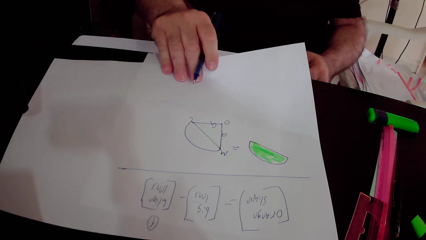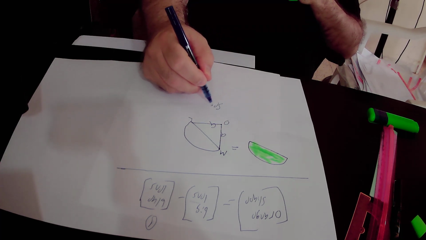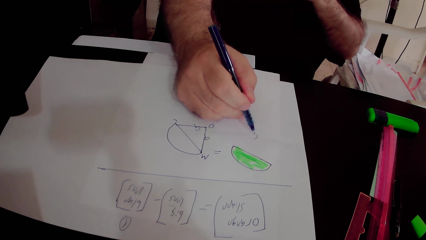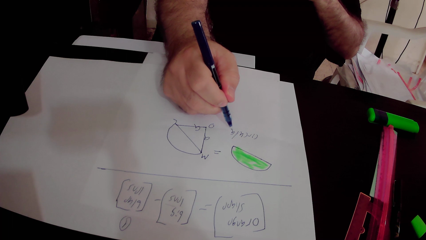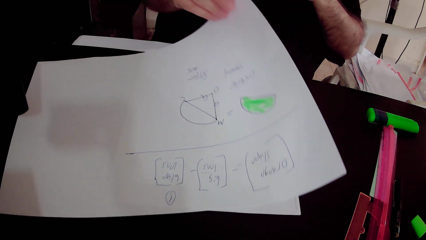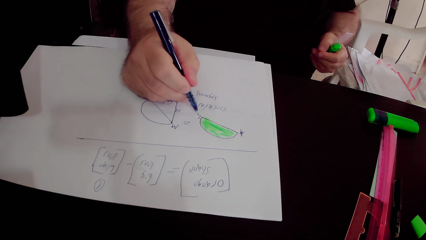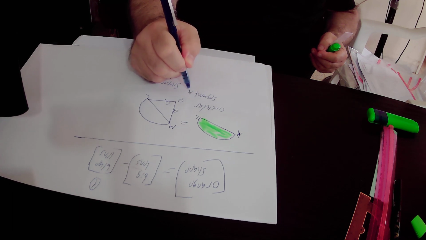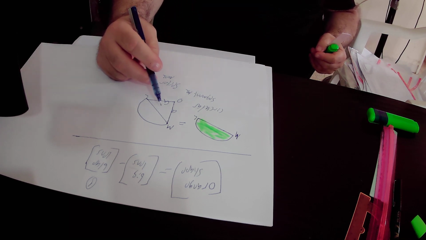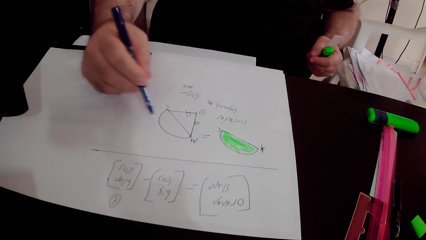This is sector MOL, that I copied from the original drawing, and from the area of this sector MOL, this is circular segment ML, we have to subtract the area of triangle MOL.